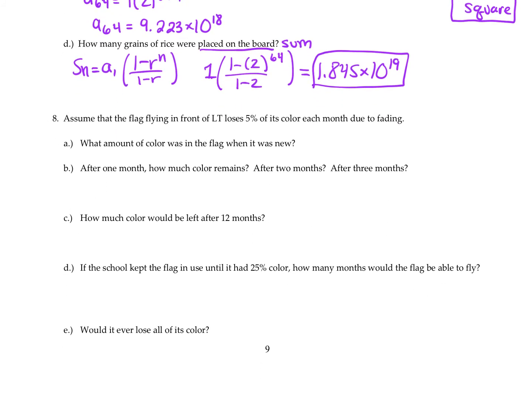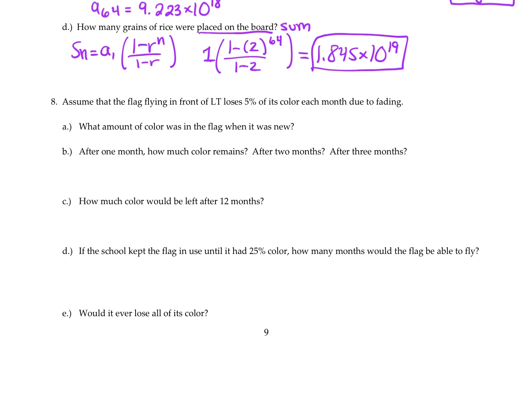All right, this last one is talking about a flag losing color. So it says, assume the flag flying in front of LT loses 5% of its color each month due to fading. If it's losing 5%, keep in mind that means it's keeping 95% or 0.95. We'll leave it as 95%, because we want to keep track of how much it's keeping, really, not how much it's losing.